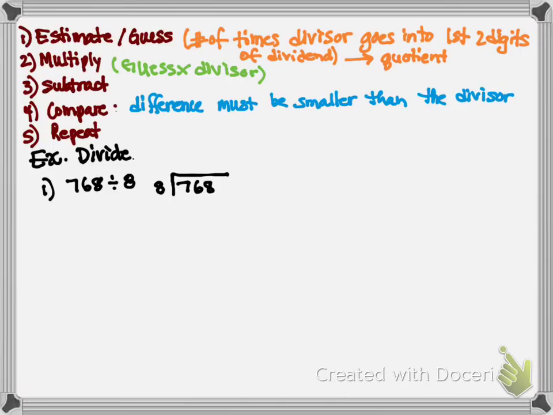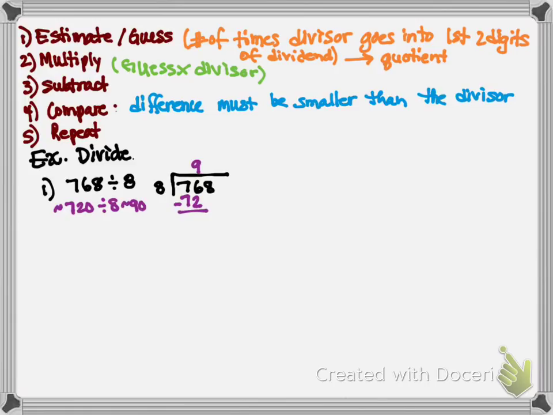We did an estimate already on the other page, so I'll just reiterate it. This is about 720 divided by 8, which gives us about 90. Okay, so that gives us a ballpark. And so we just start working at it. How many times does 8 go into 76 without going larger? So we would guess 9. And 8 times 9 is 72.